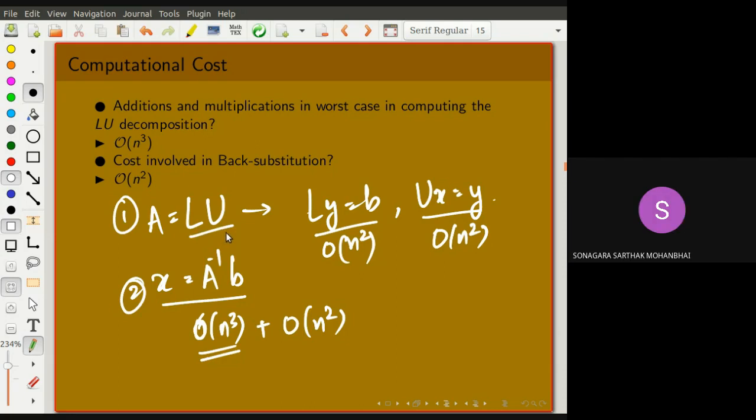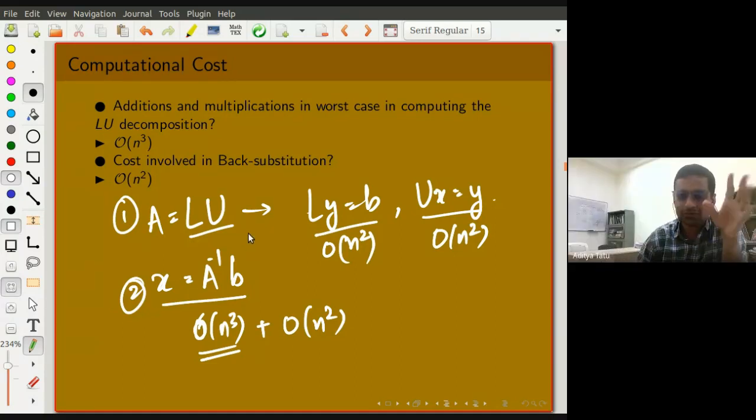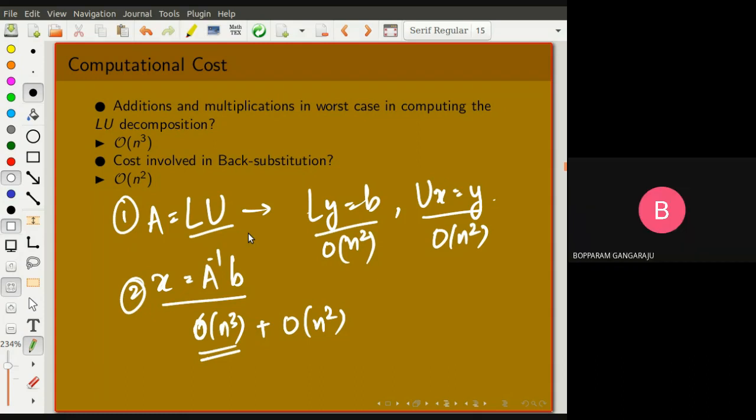Yes, sir. I will choose LU decomposition because A inverse does not exist at all times. Okay, so leaving apart that question, whether A inverse exists or not, which is of course a very valid point that you have made, for now let's assume A inverse exists. Sir, storing L and U will take the same space as storing A.